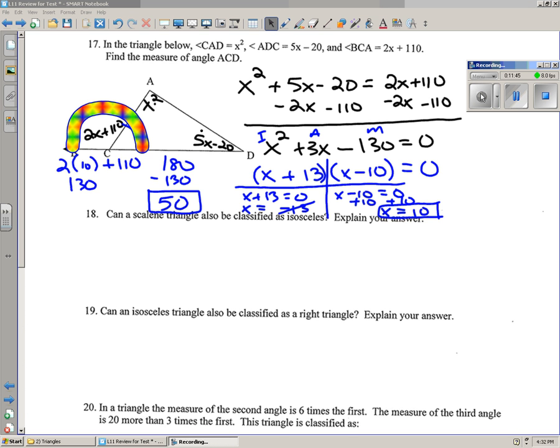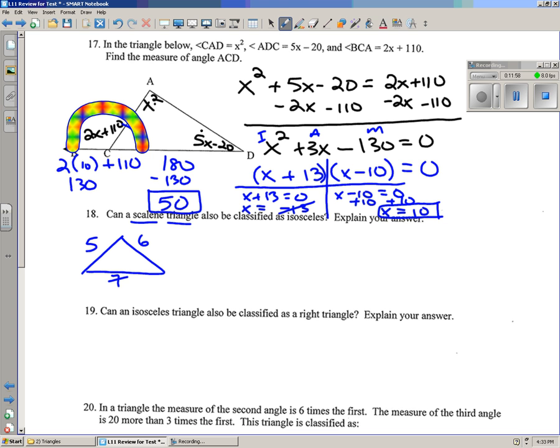Number 18 says, can a scalene triangle also be classified as isosceles? Well, a scalene triangle, by definition, has all unequal sides. So for example, 5, 6, 7, that would be scalene. Isosceles, by definition, has 2 equal sides. So this is scalene, and this is isosceles. So they don't go together. You can't have a triangle that's both scalene and isosceles.